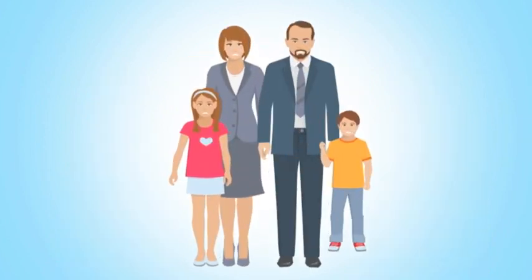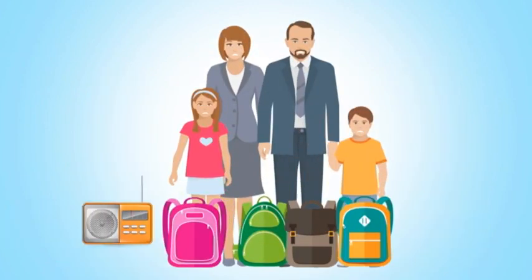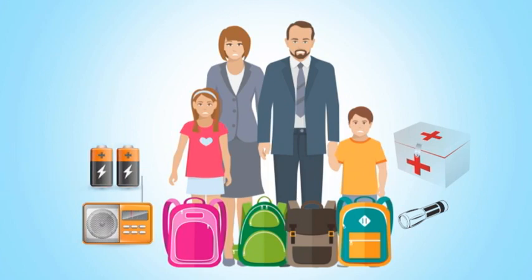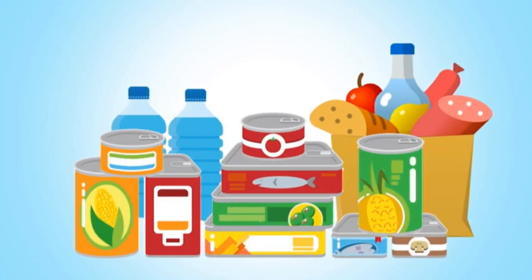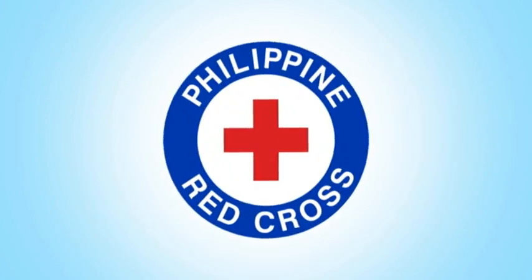For families, 1. Have a battery-powered radio, flashlight, and first aid kit ready at all times. Make sure everyone knows where they are stored. Keep extra batteries on hand. Store canned goods, water, and other supplies you and your family may need. 2. Learn how to perform first aid.